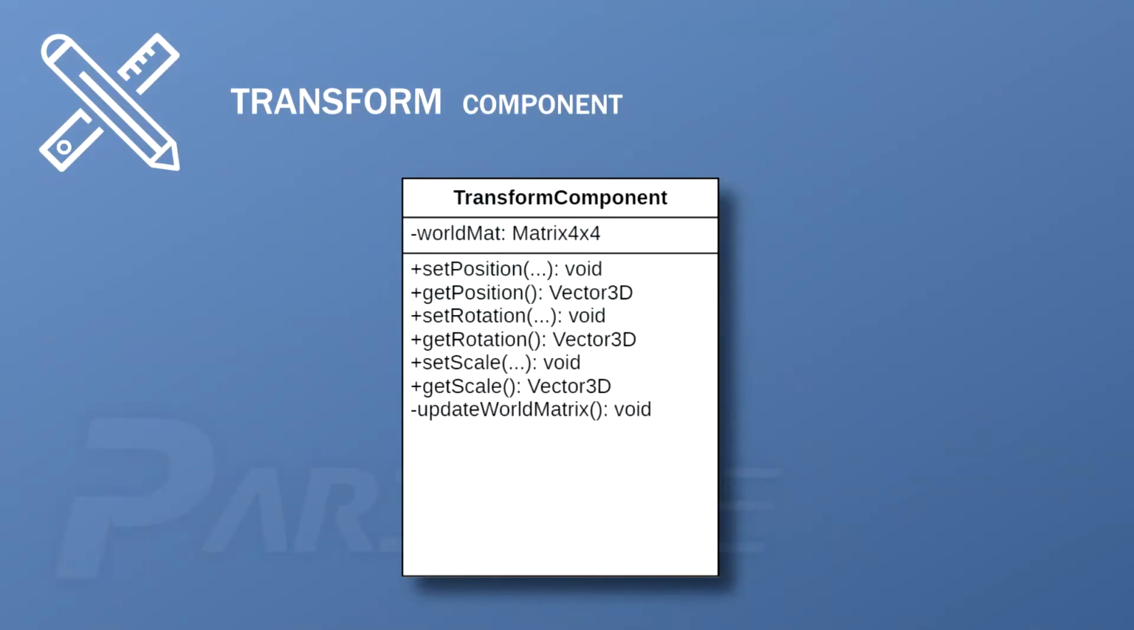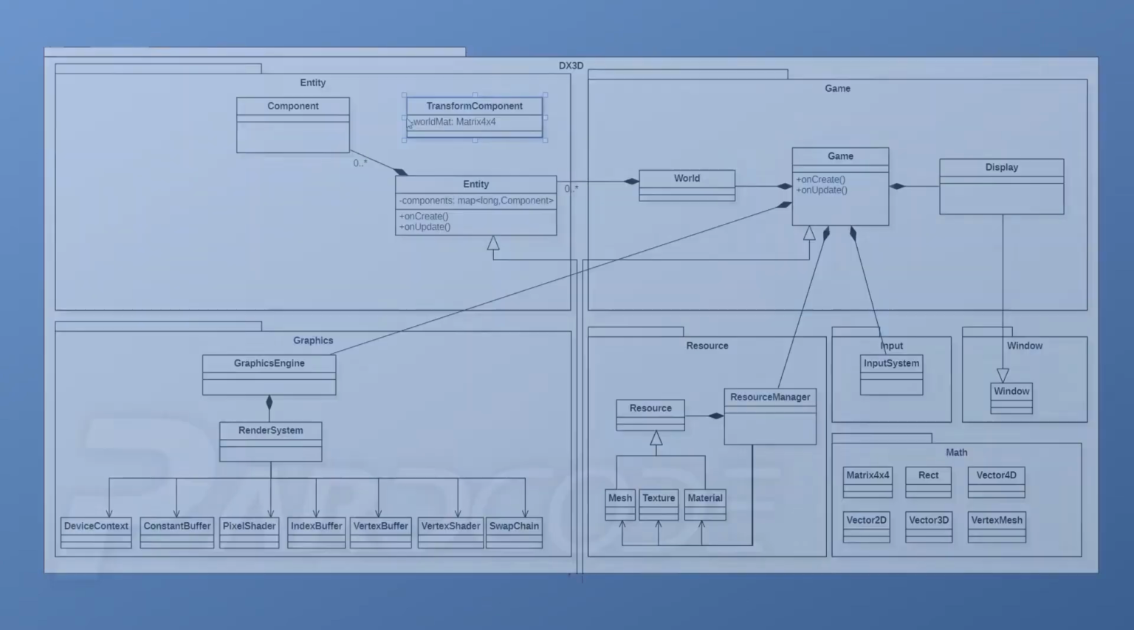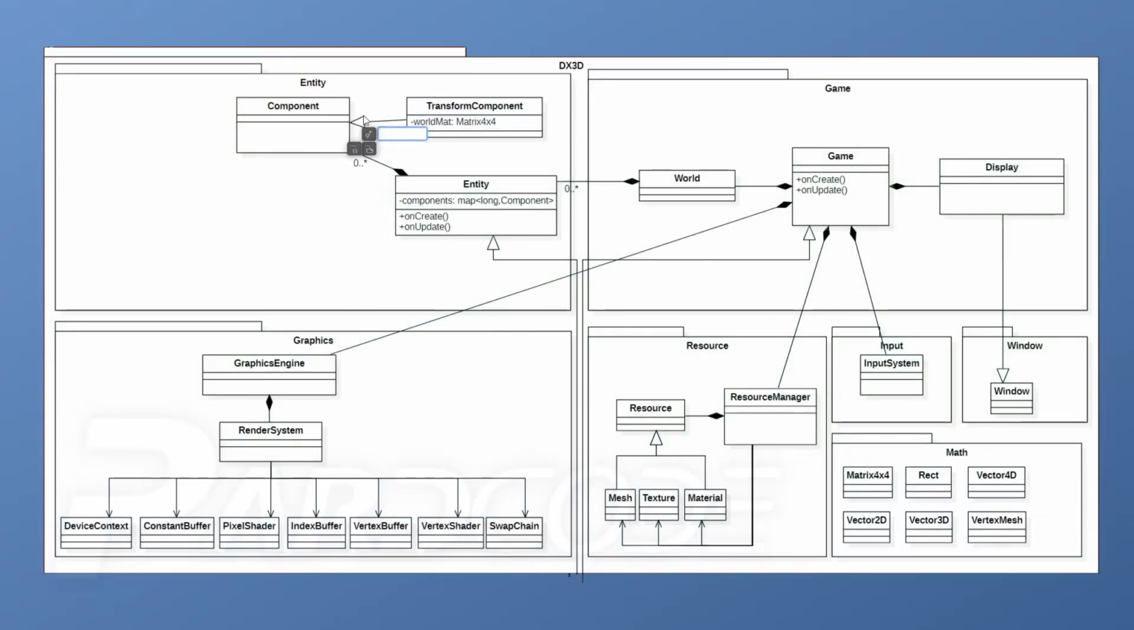So we will add the usual setter and getter methods for position, rotation, and scale attributes to the transform component class, and we will also provide an update world matrix method in which we will compute the final combination of all the transformations. In the end, since transform component is a core component of the entity, we will create it together with the entity class.